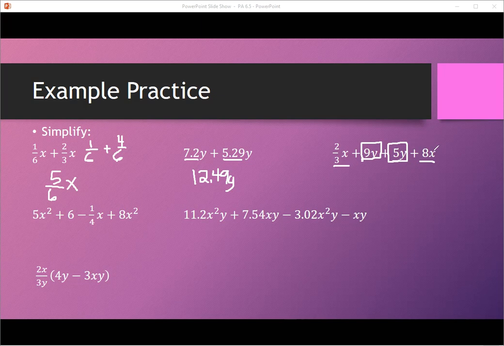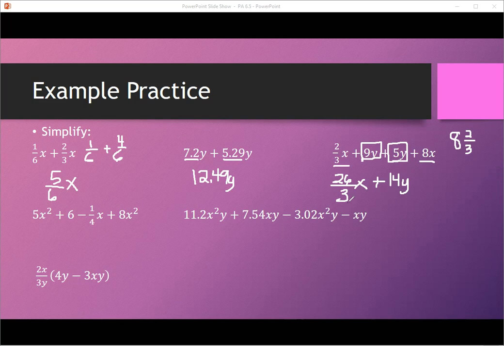It's probably easier to turn this 8 2/3 into an improper fraction. So we said we do that. 3 times 8 is 24, plus 2 more would give me 26 over 3x. Then for the y's, 9 plus 5 would give me 14 y's.